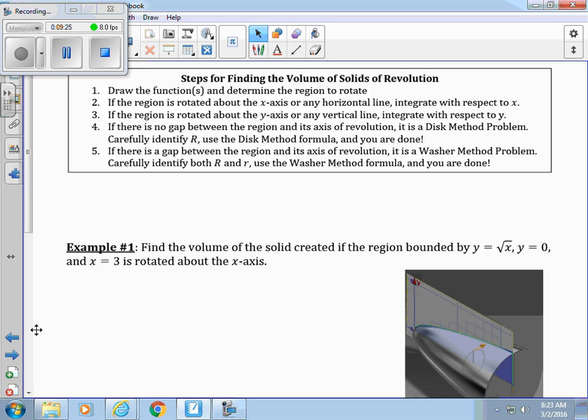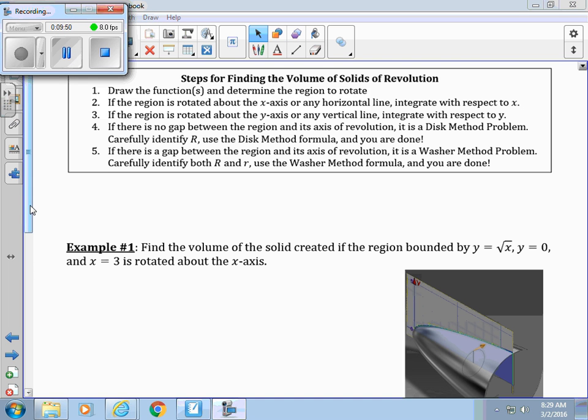If you are using the disk method, it says carefully identify R and then use the formula. If there's a gap, then you must identify both the outside radius and the inside radius. I'll give you a minute to write that, and then we'll do some examples.